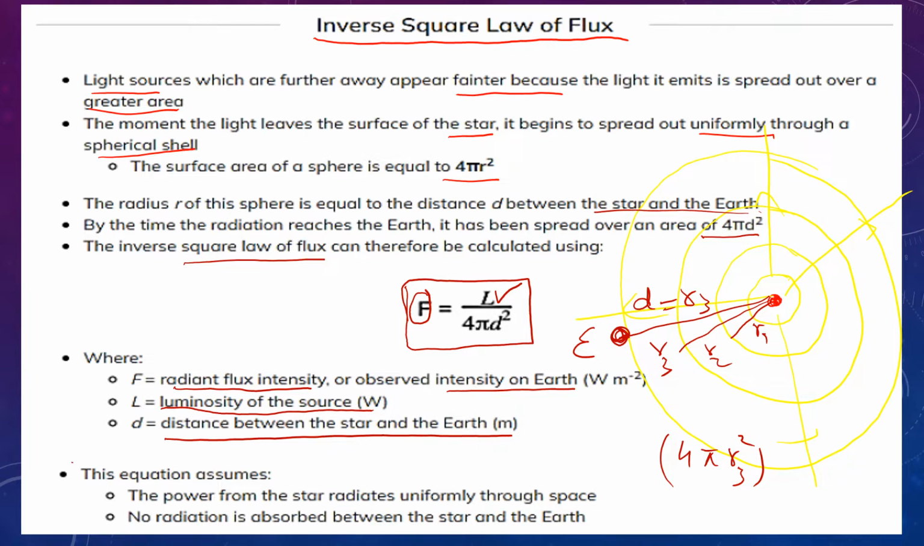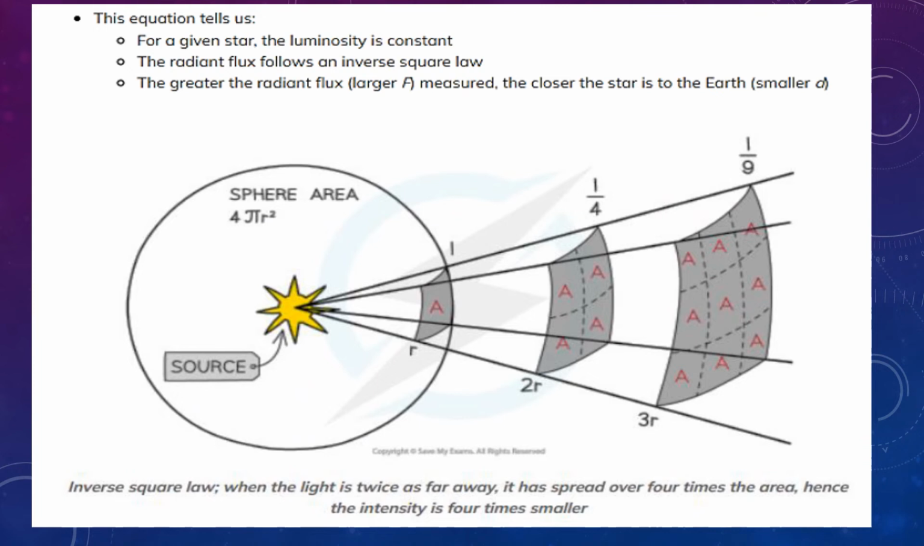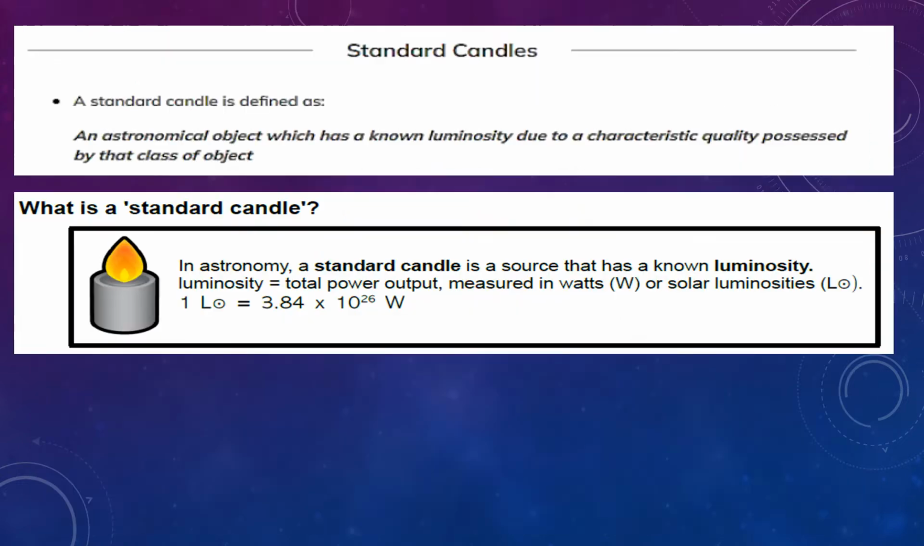We do make some assumptions here as well. The assumption is that the power from the star radiates uniformly through space, and that there is no object between the star and Earth that can absorb it. This equation also tells us that for a given star, the luminosity is constant and the radiant flux always follows the inverse square law. So the greater the radiant flux measured, the closer the star is to the Earth, as is clear from this diagram as well.